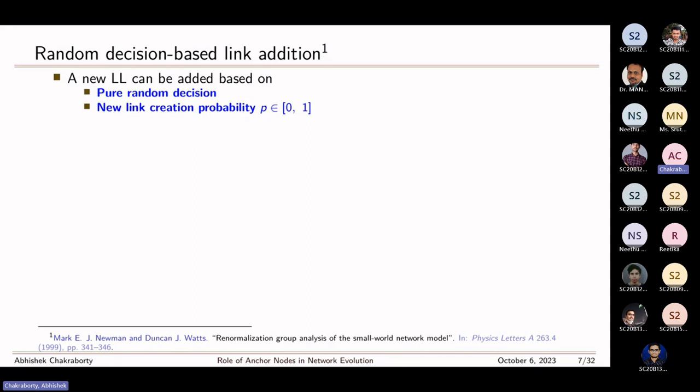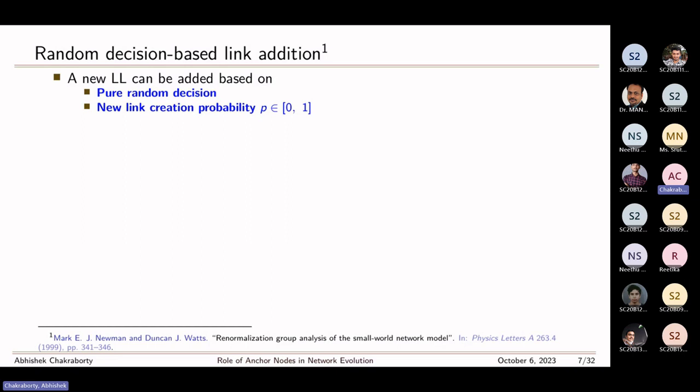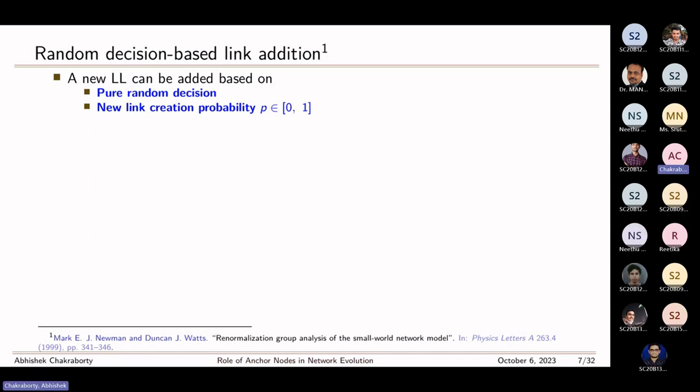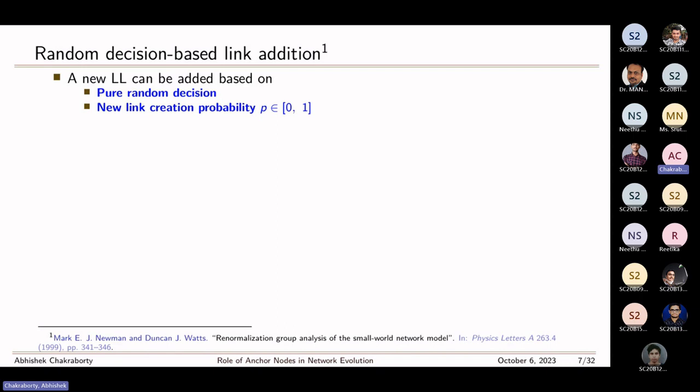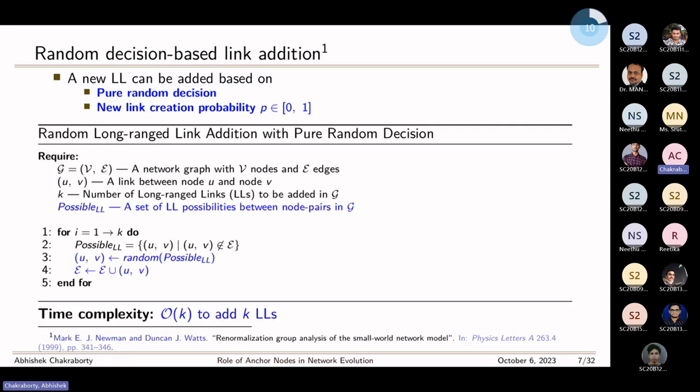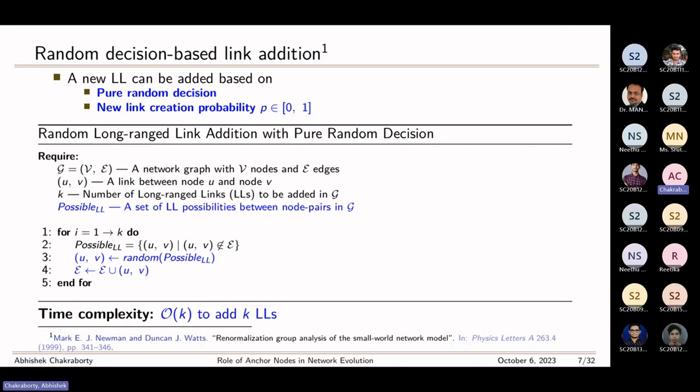The next one is new link creation probability. Maybe you toss an unbiased coin, and if it is head, you will add; if it is tail, you will not add. Or maybe you generate a number between 0 and 1. If it is, for example, less than 0.3, you will add a link, and if it is more than 0.3, you will not add a link. So it is new link creation based on probability P. So there are two options. Here we are showing what we do with pure random decision.